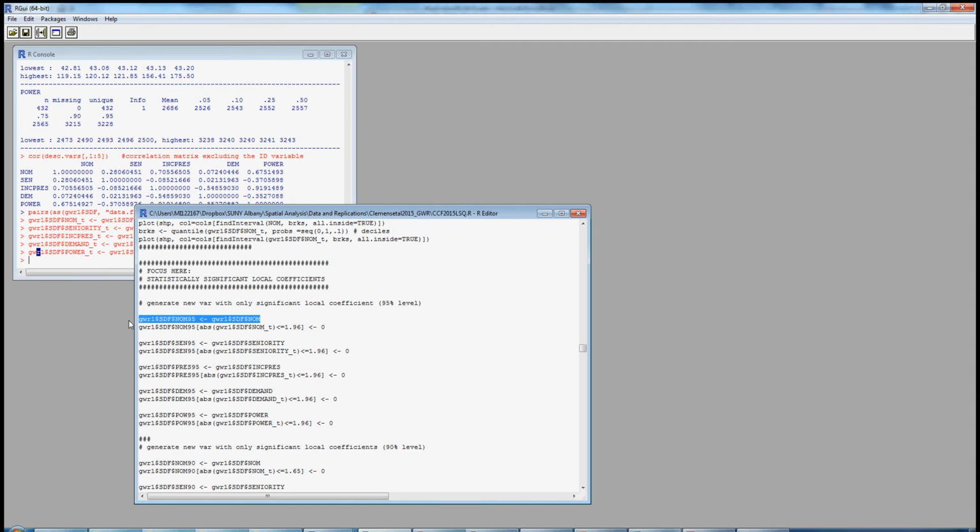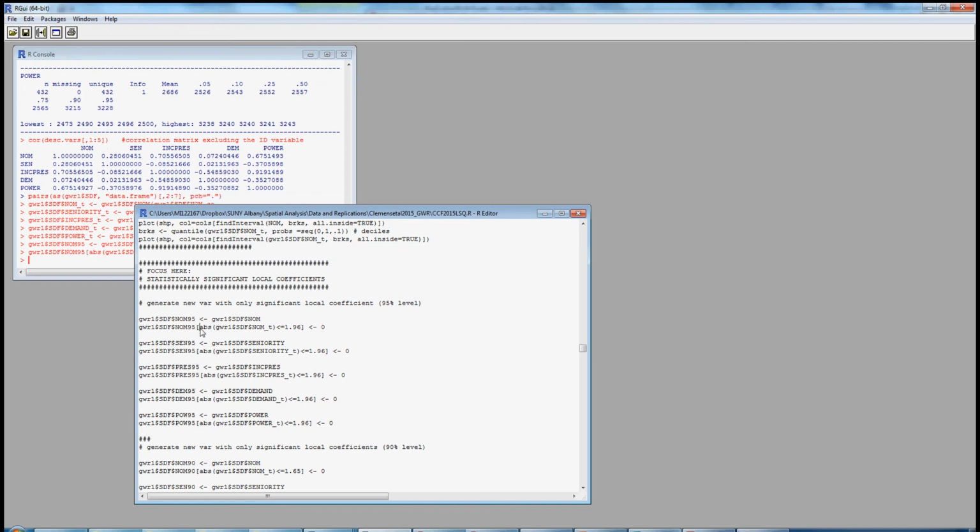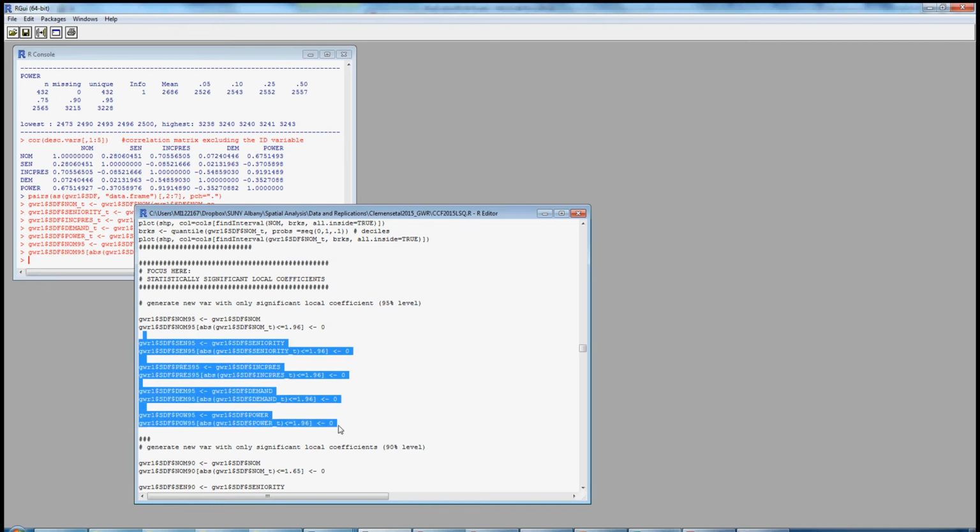So first we're going to make it equal to the local coefficient. This makes nom95 equal to nom. So our new variable just took the value of all of our local coefficients, statistically significant or not. And now we're going to replace those nom95 values with 0 where it's statistically non-significant, specifically where the absolute value of the t value is less than or equal to 1.96. So we've just done that successfully here. We can go ahead and do that for every one of the other 4 predictors.